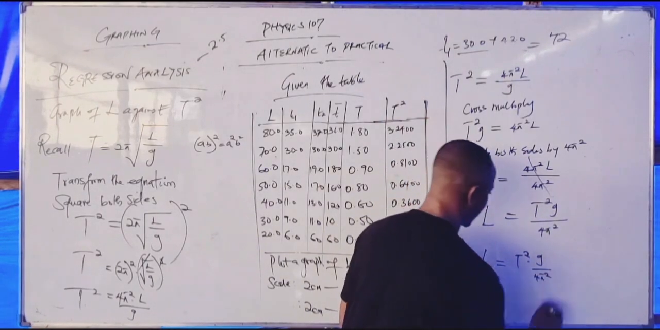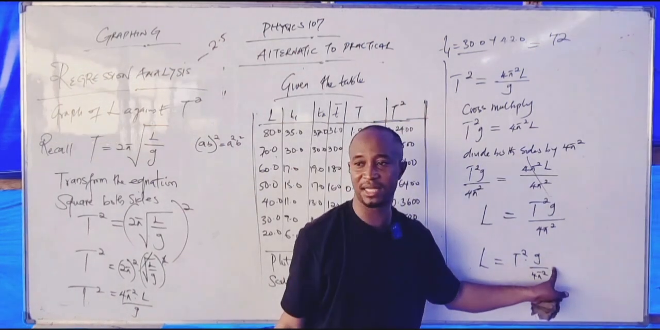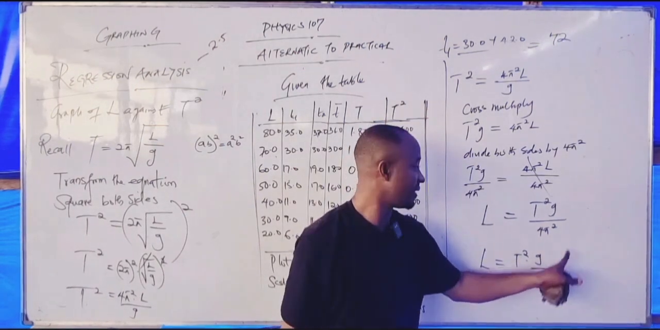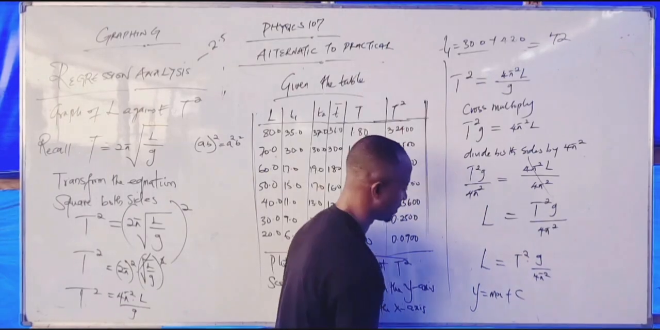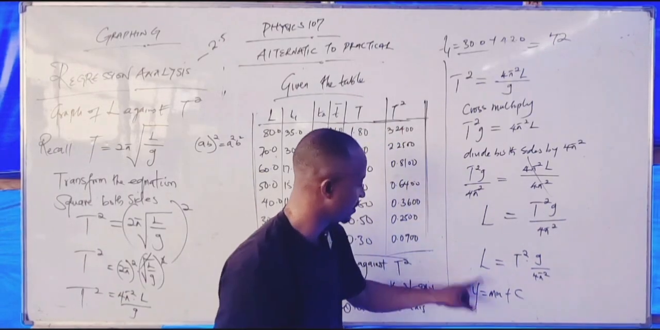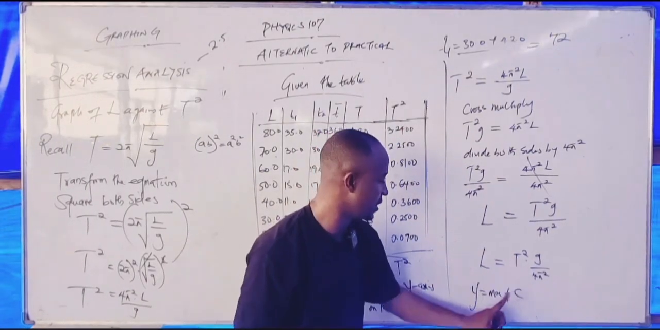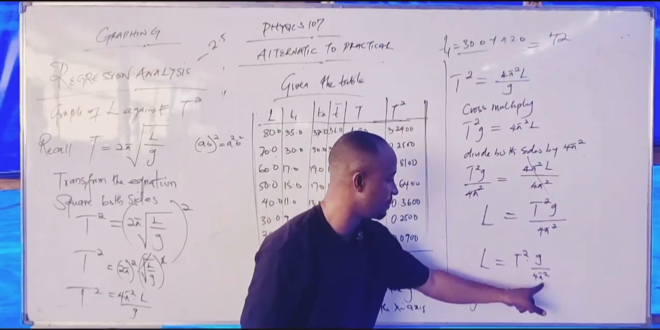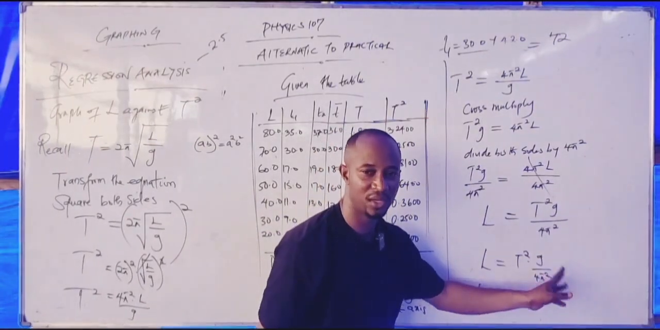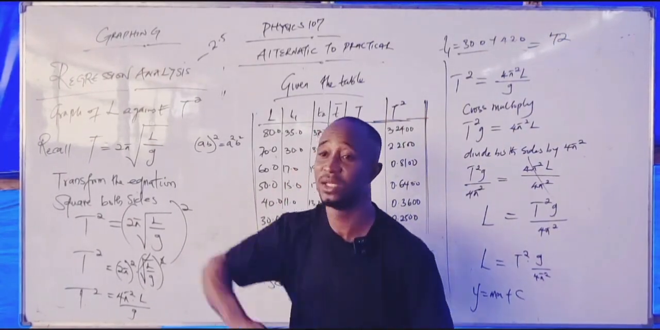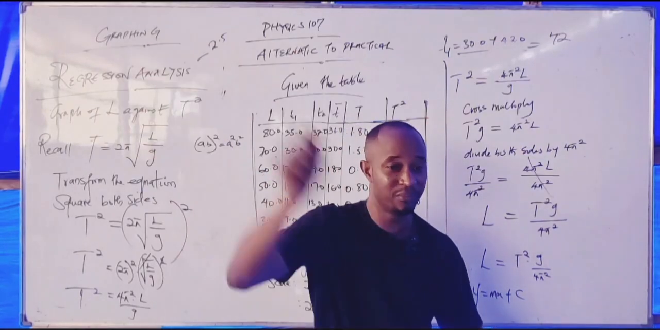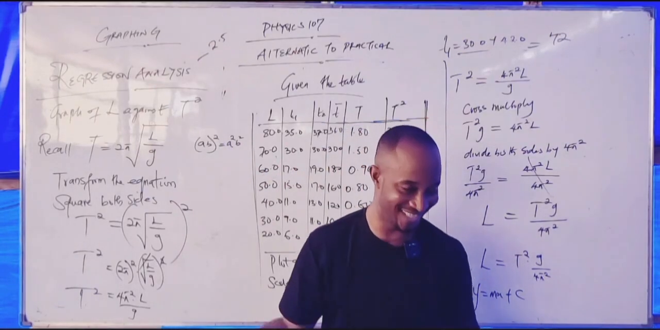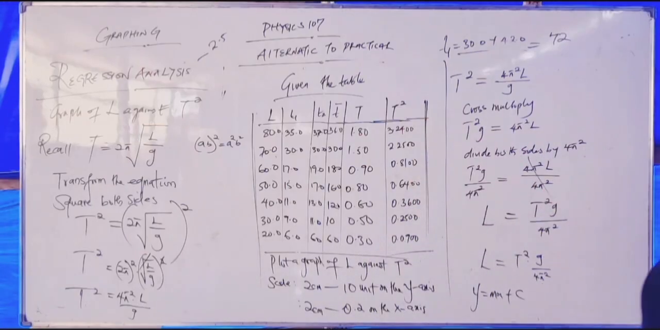This graph, is there an intercept? Do we have our C here? When you compare this with y equals to mx plus c, what's our y here? L. What's our x here? T squared. What's our m here? g over 4 pi squared. What's our C? Zero. That means this graph will start from where? The origin. That's the first knowledge you need, not just picking the points and scattering everywhere. You getting the gist here.